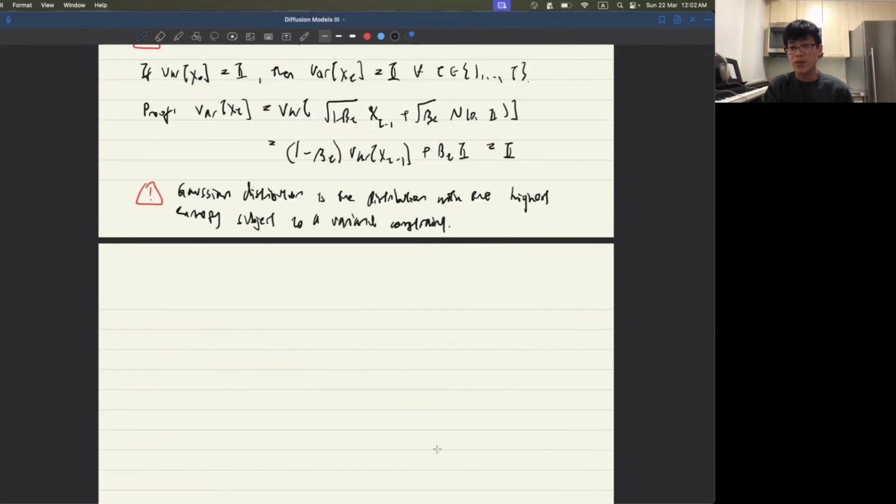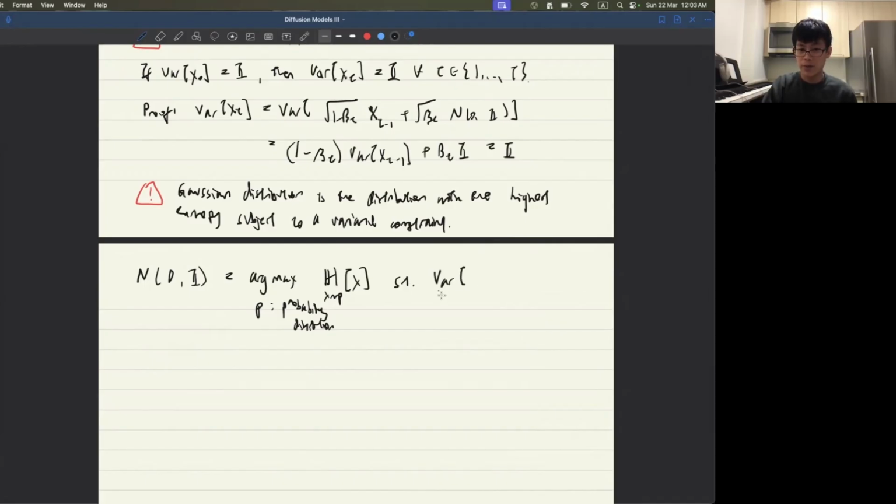So I think this is not very difficult to prove, so I'll just attempt to do it now. In math, what I'm saying is the normal distribution, or the Gaussian distribution, is precisely the argmax over all probability distributions P. It is the probability distribution that gives the highest entropy, if you sample X from P, subject to the variance of X, sampling X from P, being equal to I.